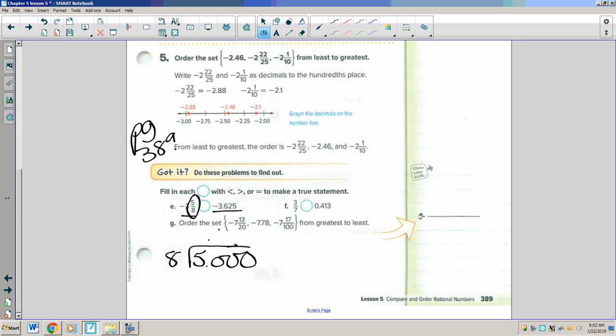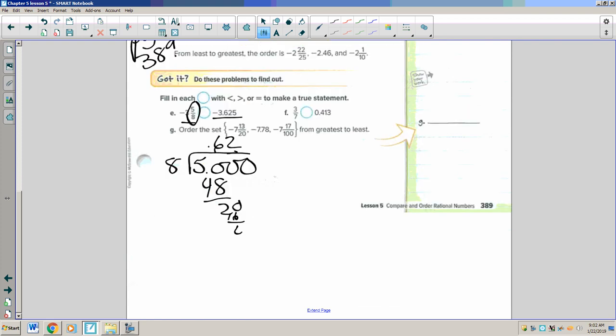Your decimal straight up. 6, 48, 20, 2, 16, 4, 5. Okay, so we've got negative 3.625, and the right-hand side was negative 3.625. This example is equal.